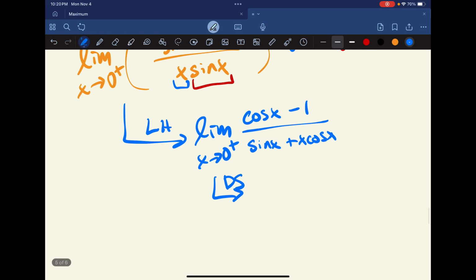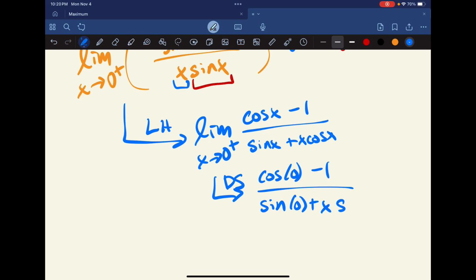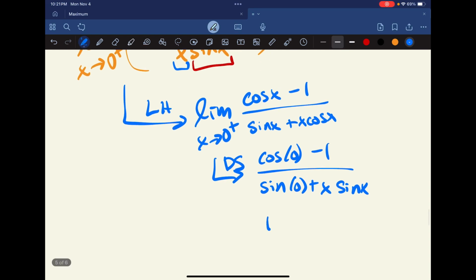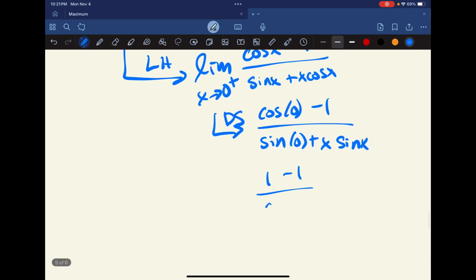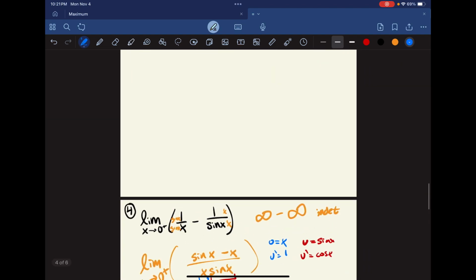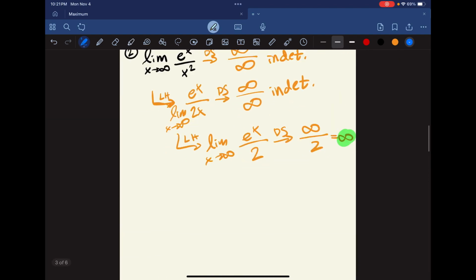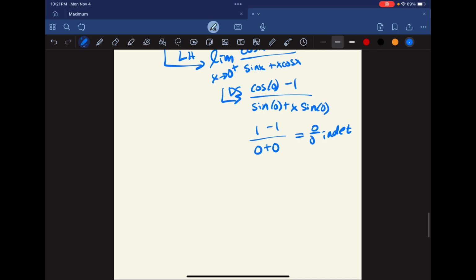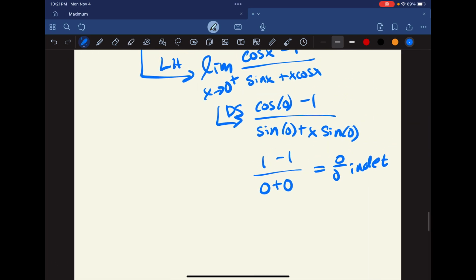And then we can try direct substitution again. And then we get, so that's cosine of 0 minus 1 divided by sine of 0 plus x times sine. All right, and so we do direct substitution here. This simplifies to 1 minus 1 divided by 0 plus 0 times 0, which is 0. And so then we get 0 over 0 again, which is indeterminate. But kind of like two problems ago, right? Don't be deterred by one indeterminate. We got to use L'Hopital's rule again.